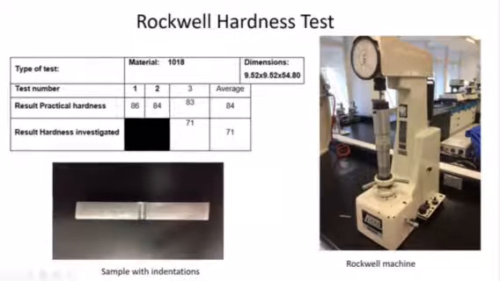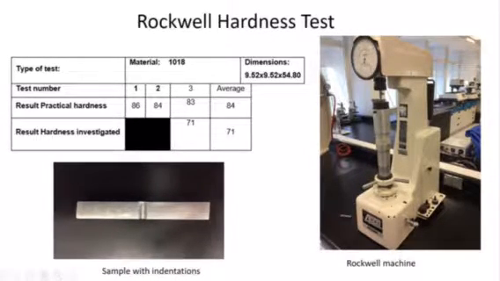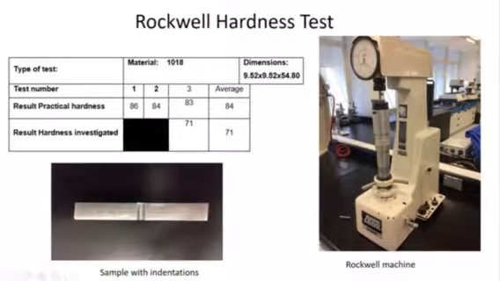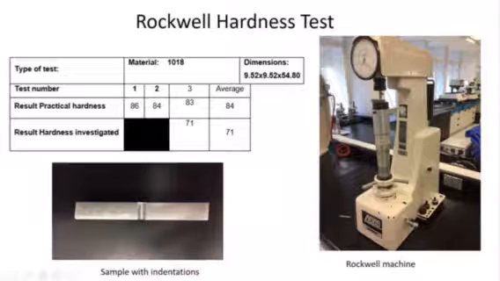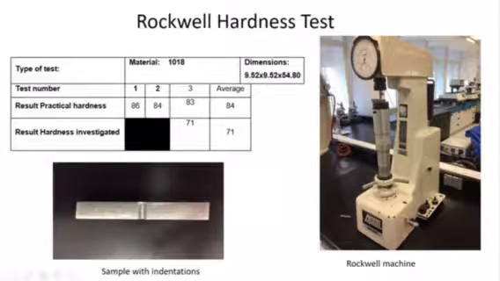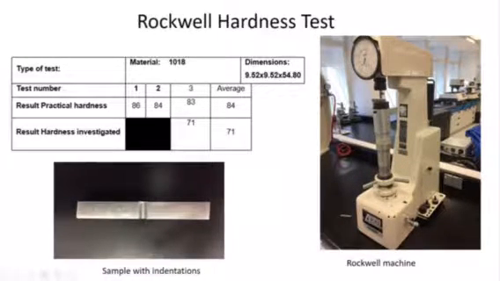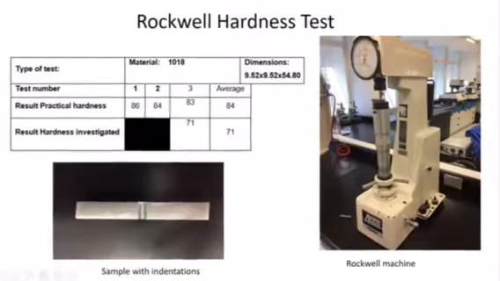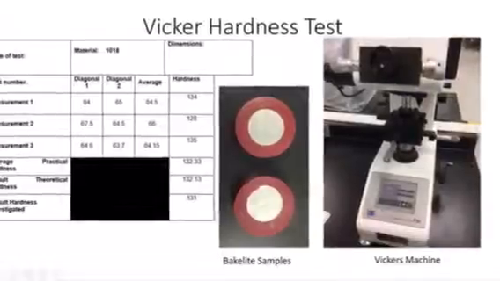As we can see in the image, we have the results that show the practical result and the investigated result. The practical results are a little above the investigated, and we can also see the sample with the small indentations of the test. The second test was a Vickers.